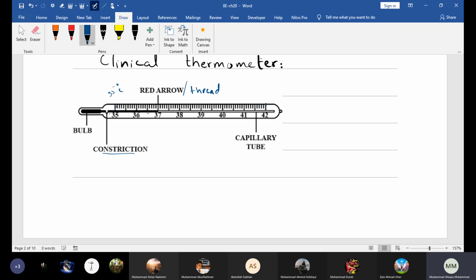And beta, what is the constriction there for? Because when this thermometer is removed from the patient's body, obviously the temperature of the surroundings is different than the temperature of the human body, right? So due to the temperature difference, what might happen? The mercury might contract and return to the bulb, right? Okay, beta. Getting my point or not?